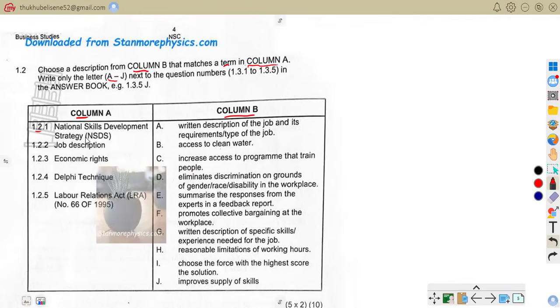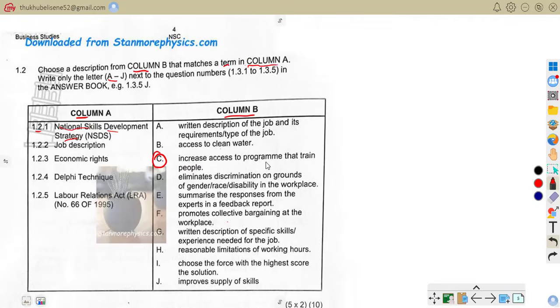1.21 talks about the National Skills Development Strategy. Firstly, what is the National Skills Development Strategy? It is a plan to improve workforce skills. For example, in South Africa, the NSDS focuses on employability. So let us see the description that is going to match NSDS. As you can see, C matches NSDS.